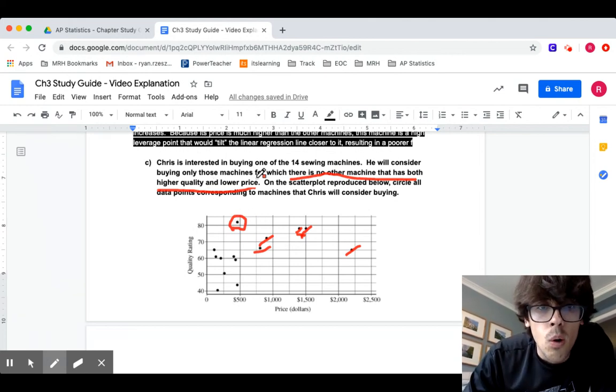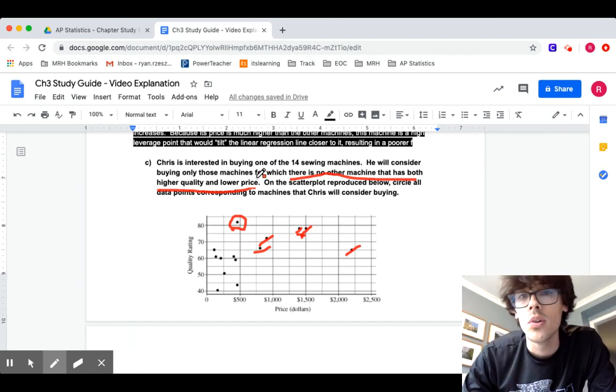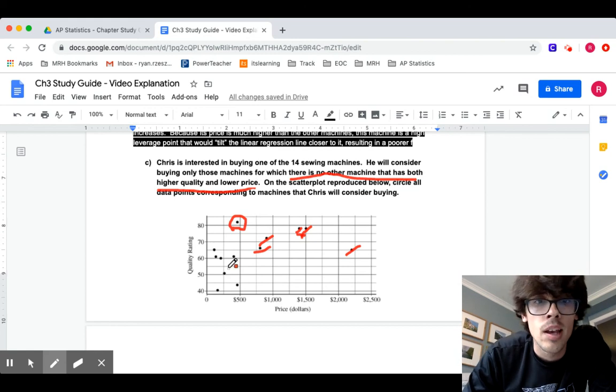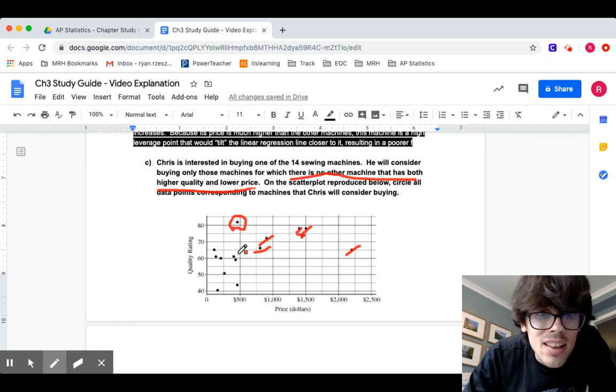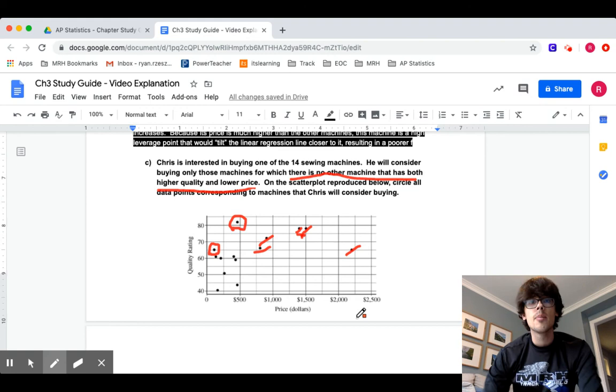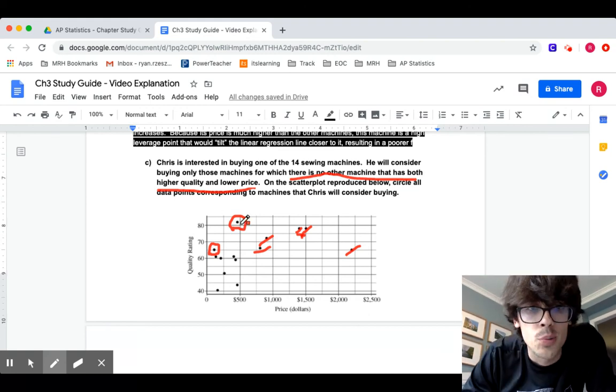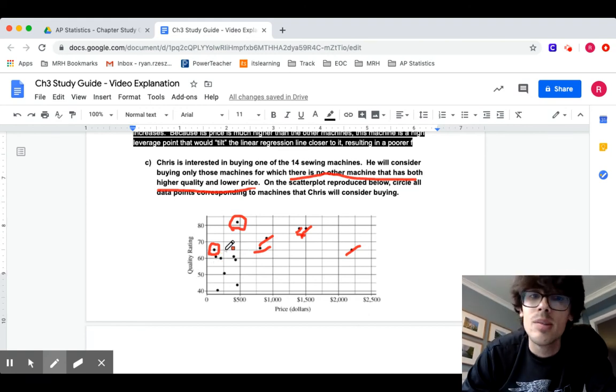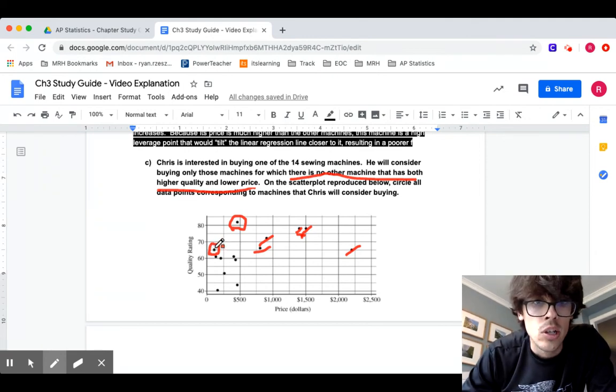The other qualifier on what he said is that if you can get good quality but for less price, that would also be okay. These machines right here are all lower quality, to be sure. And then this one maybe has a price that's a little bit better. But the other machine that's going to qualify for this pretty substantially is that one right there. The quality is not as good as the first point that I circled, but it's one of the cheapest machines out there. So for the price, this one is going to be good.